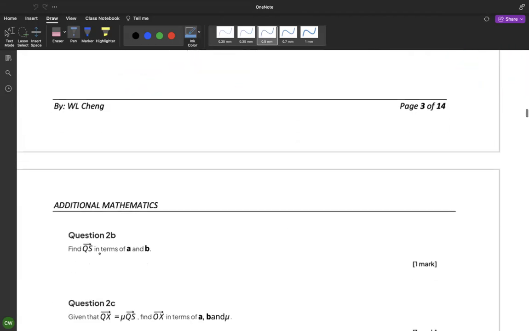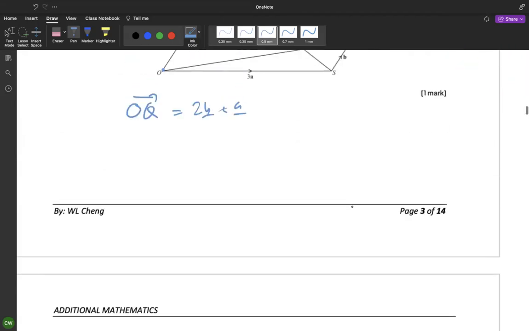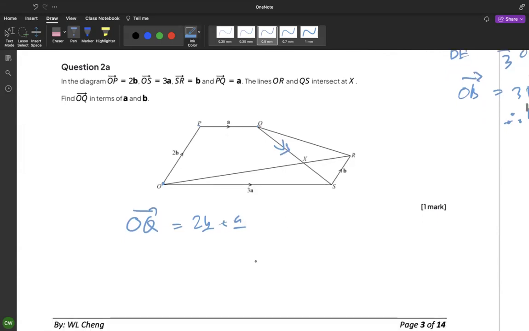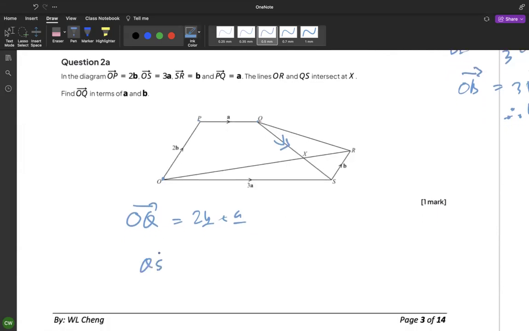How about the next one? QS, can you get the answer now? QS is from here to here. I think also okay, right? QS, you need to go backward. It means you go back minus A. This also go back minus 2B. And then go forward plus 3A. So it's going to be 2A minus 2B. Is it correct? 2A minus 2B.